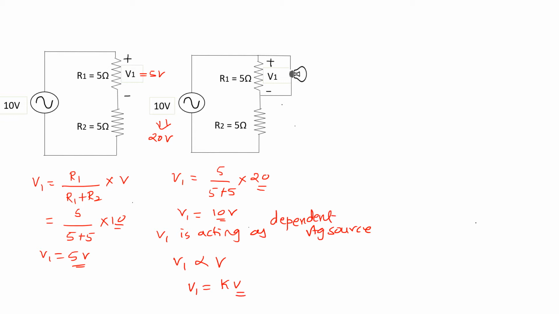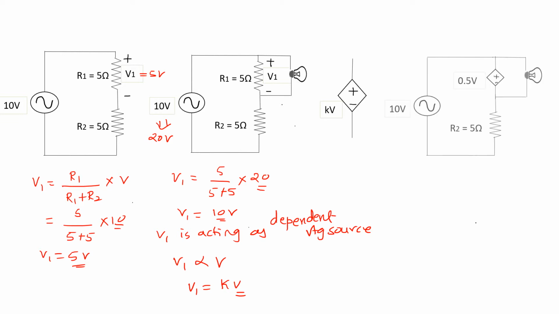The dependent voltage source is shown by the diamond shaped symbol. Now we can redraw our second circuit with the help of this symbol. Now both the circuits are the same. V1 is now represented by 0.5 V. So where has that 0.5 come from? V1 is equal to kV.